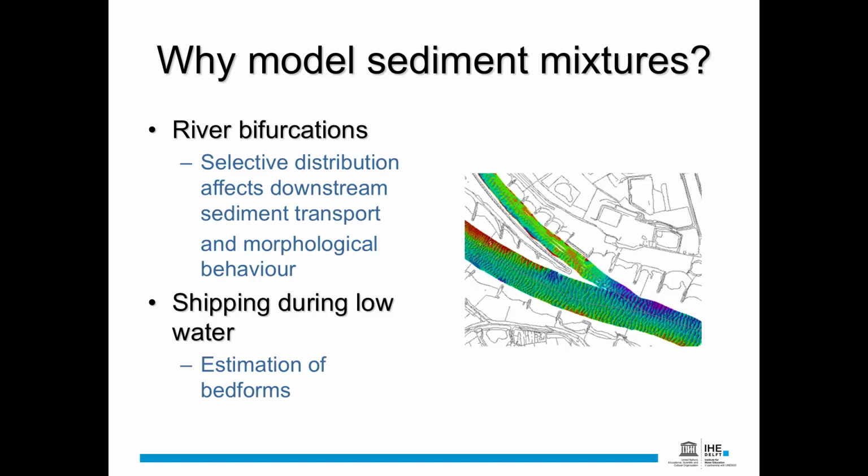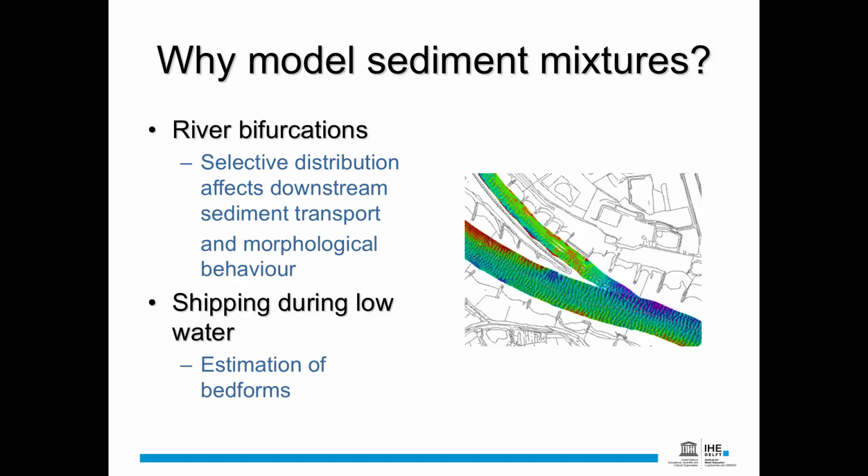First, why is it important to model the sediment mixtures? Just think about river bifurcations. When we have such a system, then there is a selective distribution of the sediment transport and sediment size downstream. And that will change the morphological behavior of the whole system depending on the amount of the fine or coarse sediment that moves there.